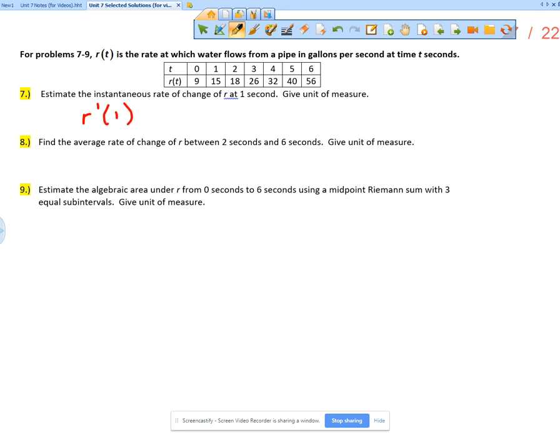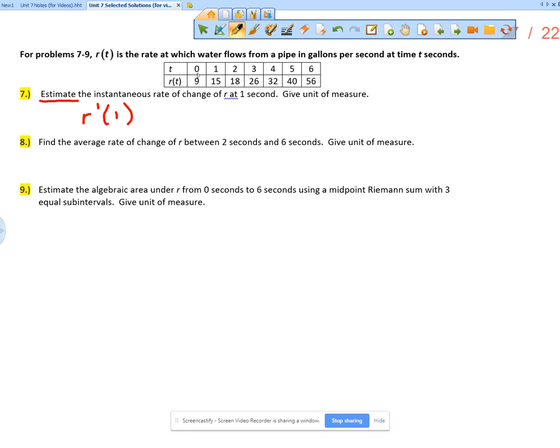Now, we can't find this exactly, right? We can't find the actual value. The best thing we can do is to estimate that value. All right, so what is the derivative or instantaneous rate of change? It's the slope. So we are trying to estimate the slope of this function. So how could we do that?